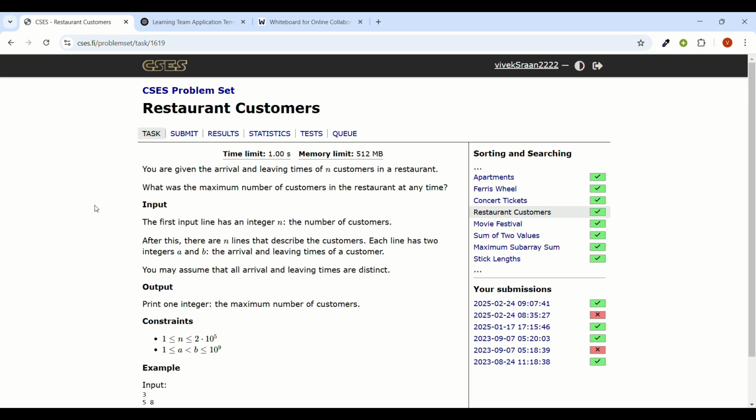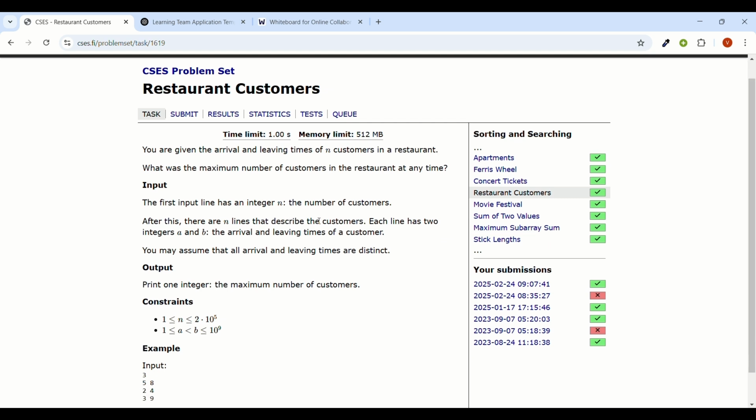The problem statement is: you are given the arrival and leaving time of n customers in a restaurant. What was the maximum number of customers in the restaurant at any time?